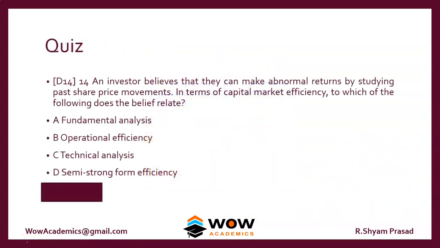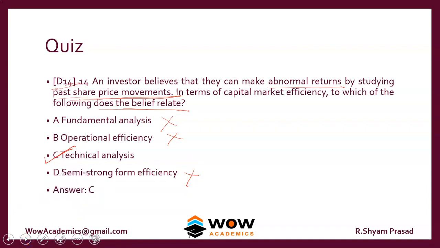So we look at a quiz now. This question was asked in December 2014. An investor believes that they can make abnormal returns by studying past price movements. In terms of capital market efficiency, to which of the following does the belief relate? Okay, so someone feels that they can make money through past share price movement. So they believe in technical analysis. Fundamental analysis is using annual reports. Operational efficiency is not a valid choice. Technical analysis is what they are trying to make money from. Semi-strong is again not a choice. So let's look at the answer. The answer is C.